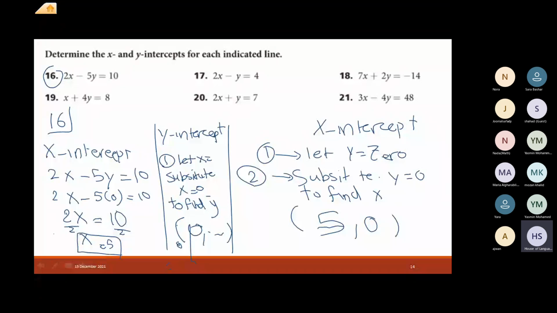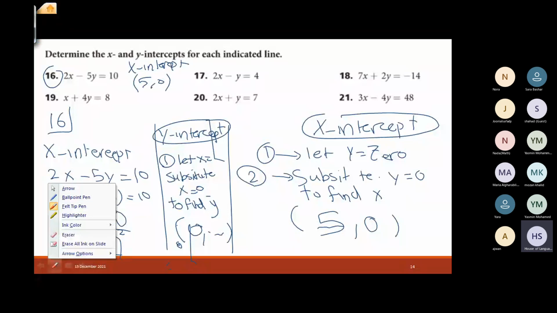So first, the y intercept. Let x equal 0. So if x is 0, you will find y. No, that was for the first one, the x intercept. But I want to find the y intercept now. Did you finish writing here? Okay, so here, the x intercept is 5, 0. Now let's find the y intercept.